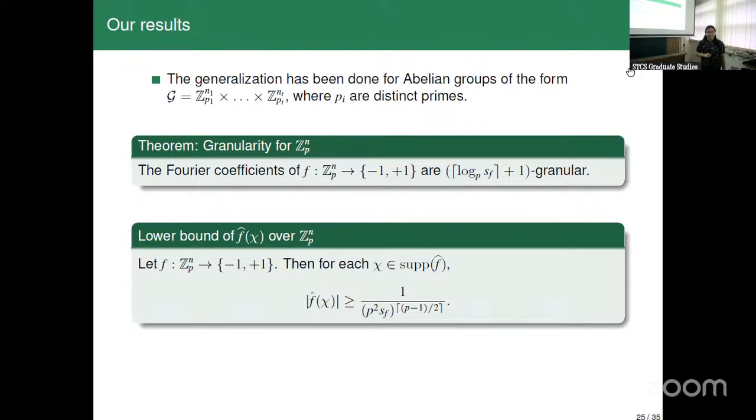Should the right answer still be log sparsity of f base p minus 1 granular? Do you have a counterexample? Log sparsity minus 1, that I cannot say, but we have a counterexample which shows that the lower bound on the coefficients is not 1 by sparsity. It has to be something bigger. The counterexample we constructed has a Fourier coefficient of 1 by sparsity to the power 1 plus some positive thing.